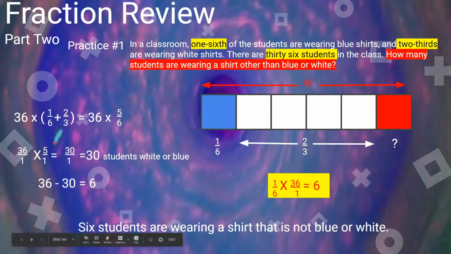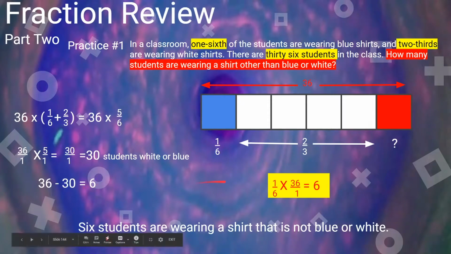Well, we can look at it over here, and our question is really 36 multiplied by 1/6 plus 2/3, which is equivalent to 36 multiplied by 5/6. If we work it out, 36 multiplied by 1 multiplied by 5 over 1. We can simplify, and it gives us 30 over 1, or 30 students are wearing white or blue. So all we have to do now is subtract 30 from 36, and that tells us that 6 students are not wearing white or blue.